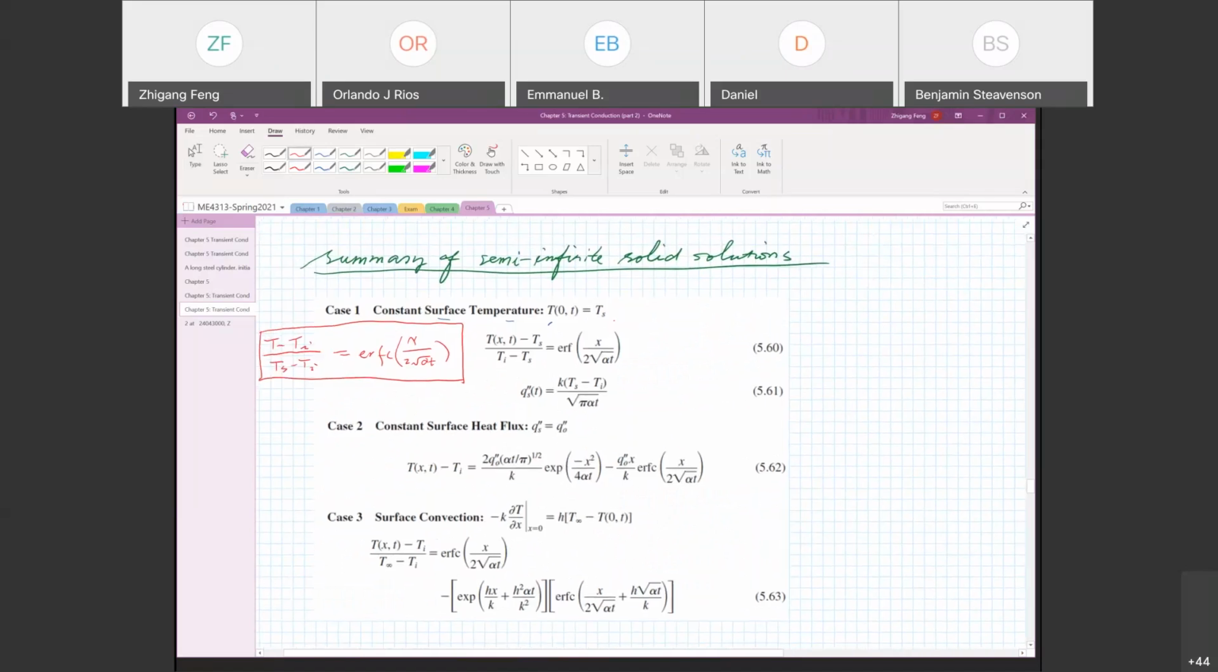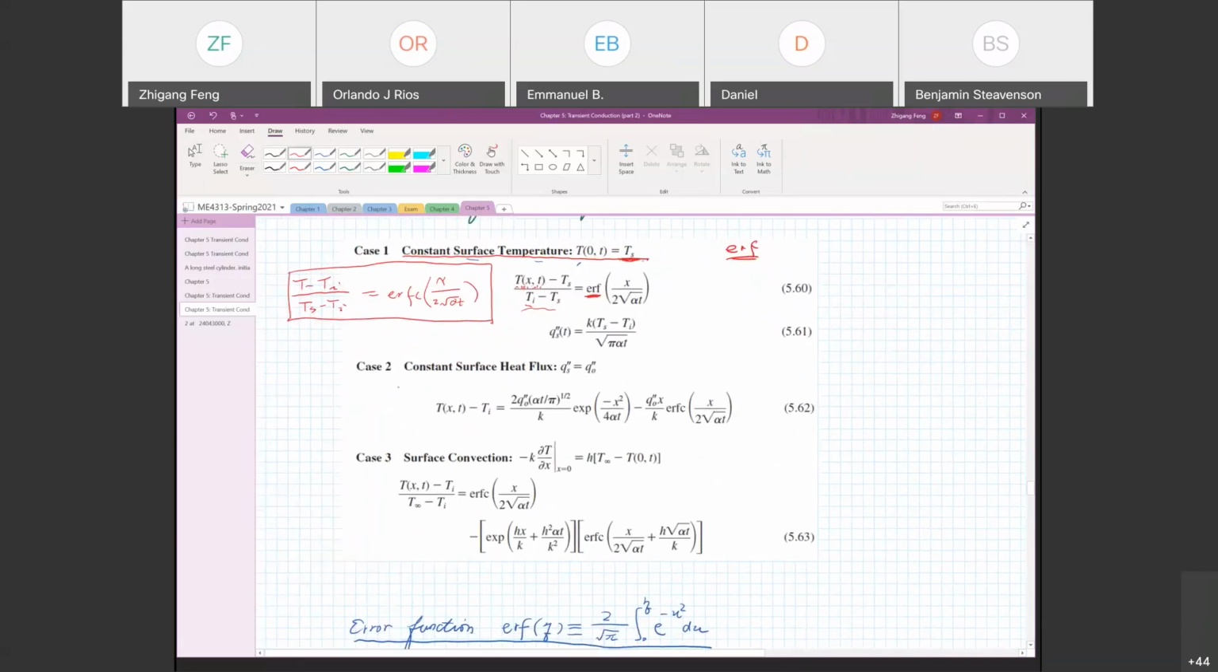Remember, the first case is when the boundary condition is given by a constant temperature. So if we have a constant temperature, this is the solution. And if you look at the solution we introduced, we have a new function, ERF, that's called the error function. T sub S is the surface temperature, which should be given. T sub I is the initial temperature of the solid. And T at x, t is the unknown we are looking for: what's the temperature at a certain distance away from the surface? So x is the distance away from the surface.